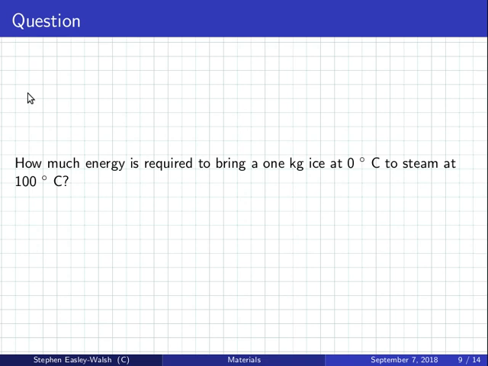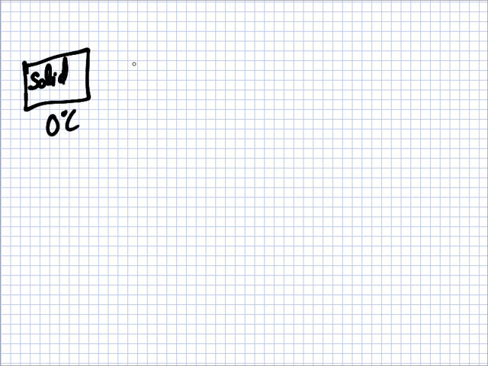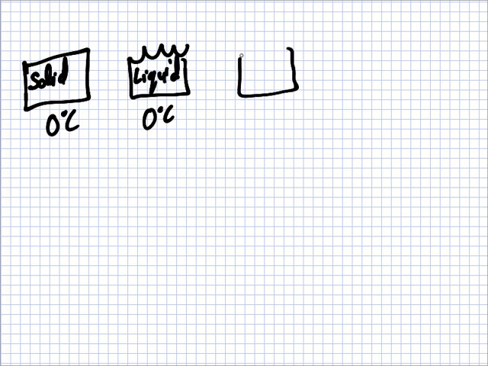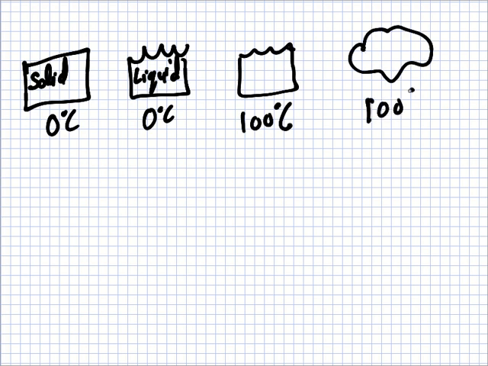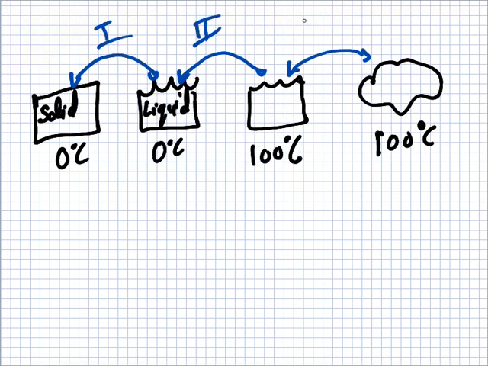Let's have a look at the answer. So, we've got first solid at 0. Then it becomes liquid at 0. Then it becomes liquid at 100. And then it becomes steam at 100. So I think of it as 1, 2, 3 stages. Stage 1, stage 2, stage 3.